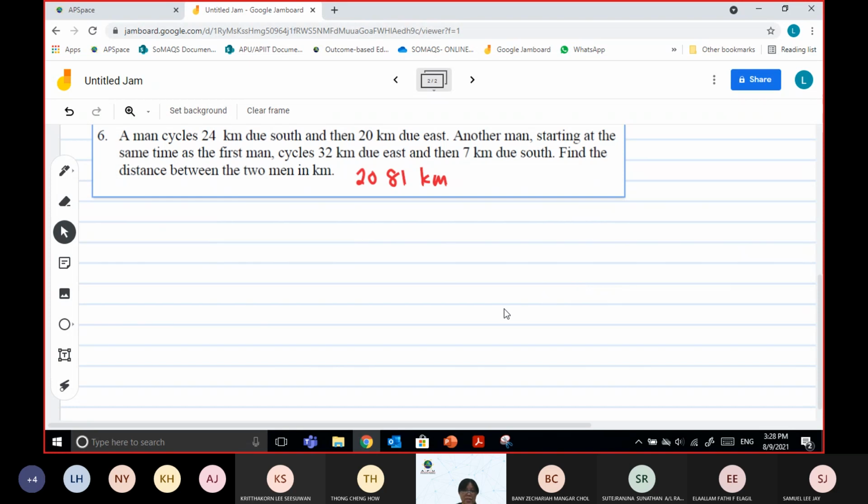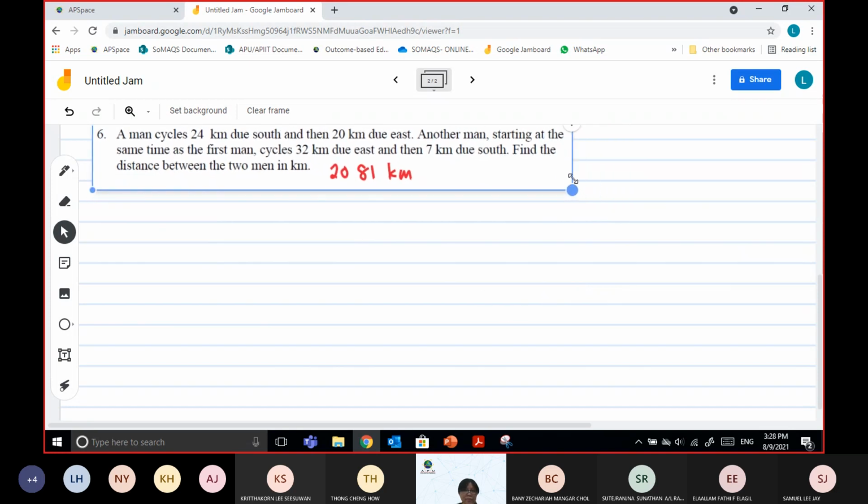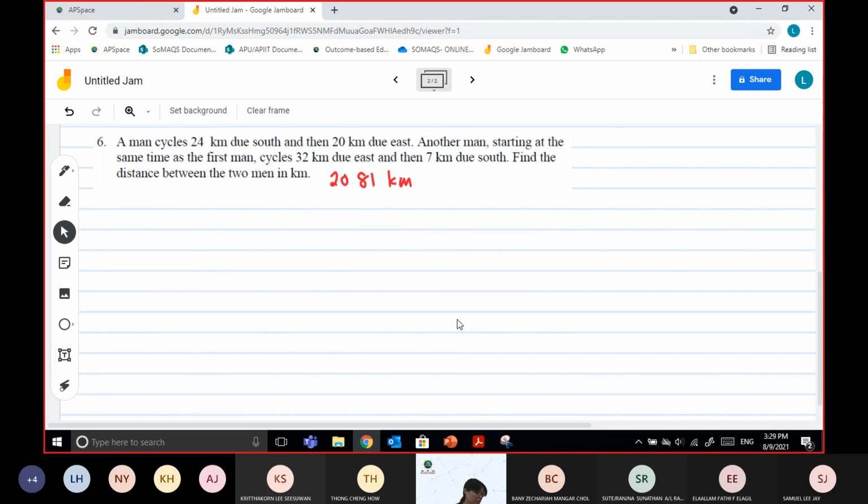For question number 6, a man cycles 24 km due south, and then 20 km due east. Then another man, starting at the same time as the first man, we assume they start at the same location, cycles 32 km due east and then 7 km due south. Find the distance between the two men in km.